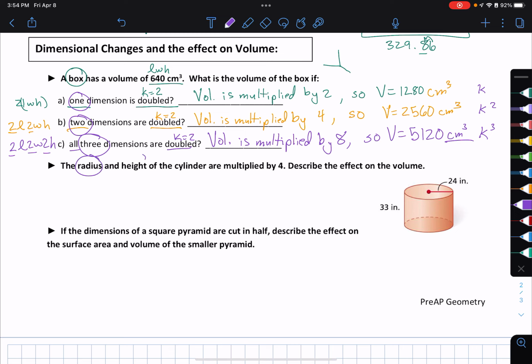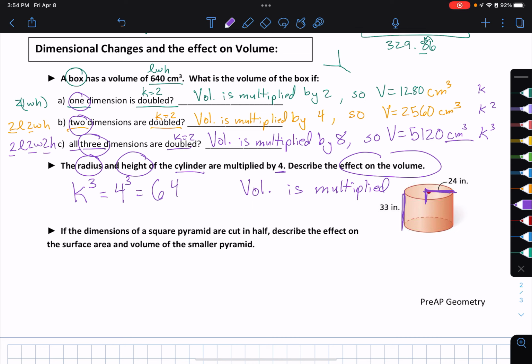It says the radius and the height of a cylinder are multiplied by 4. Describe the effect on the volume. So if you're changing the radius, you're changing 2 dimensions on that circle because you're changing it all the way around. And then if we're also multiplying the height, that means we're changing all 3. So we need K cubed. Our scale factor is 4. 4 cubed, or 4 to the power of 3, is 4 times 4 times 4, which is 64. So we would say that the volume is multiplied by 64. And that's it. We're just describing the effect on the volume.